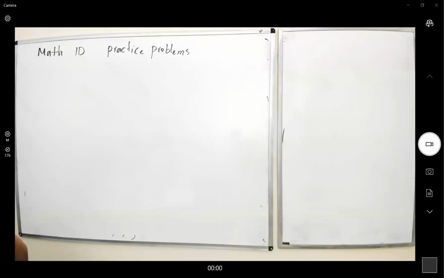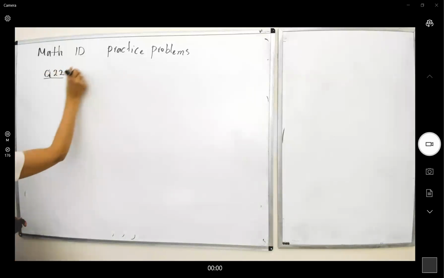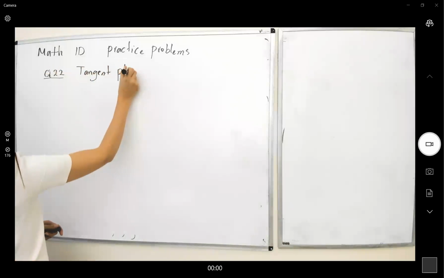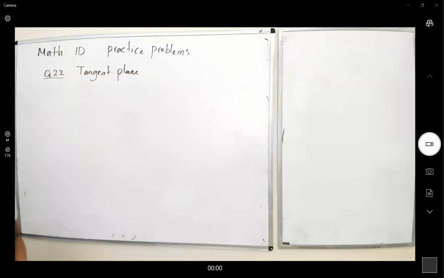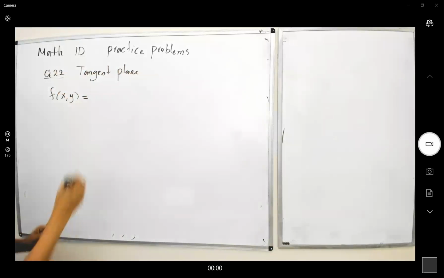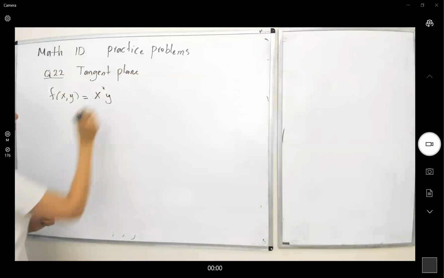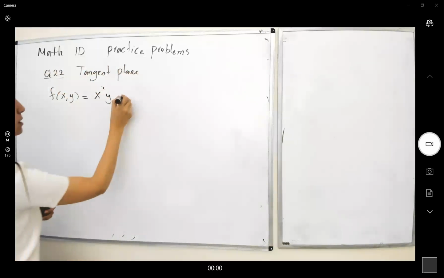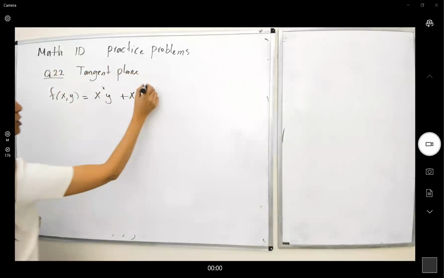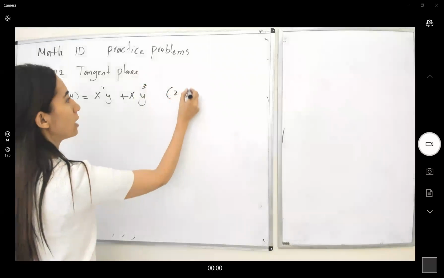So page 4 says find equation of tangent plane. So here we are on question 22. Tangent plane. So your function f of x and y is given as x squared y plus x y to the third at the point 2 and 1.